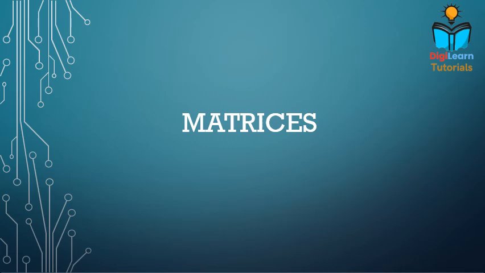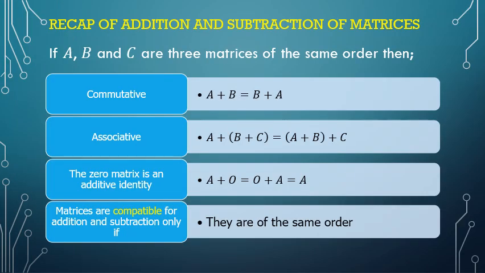Just before we go to today's main content, let's look at some of the properties that we drew from matrix addition and subtraction. If matrices A, B, and C are three matrices of the same order, then matrix addition is commutative. That is, matrix A plus matrix B will be equal to matrix B plus matrix A. This means that if you take the order A plus B and interchange it to B plus A, you just get the same result.